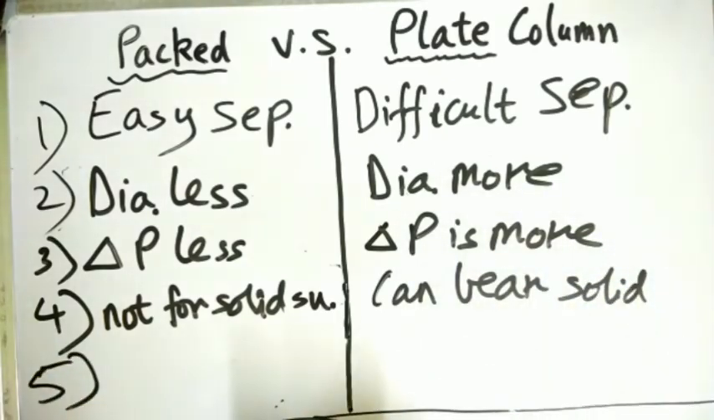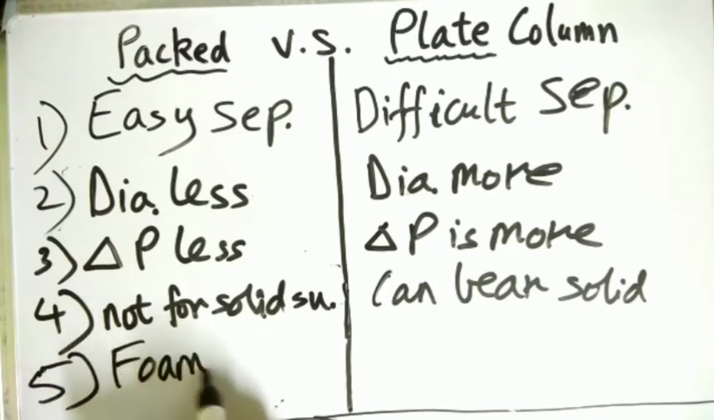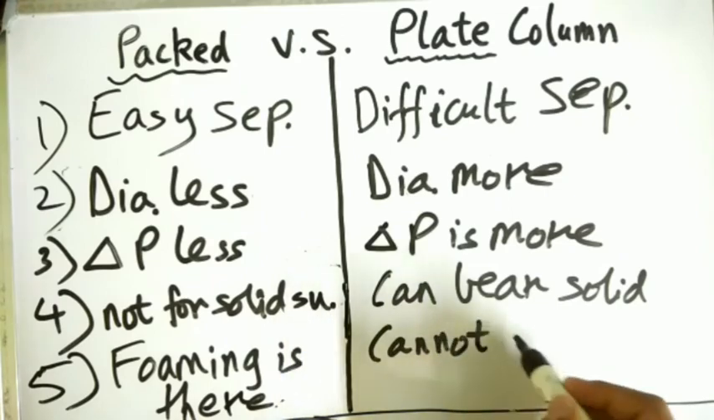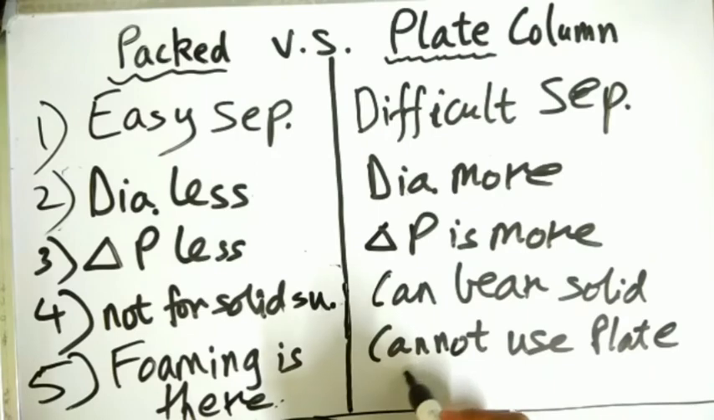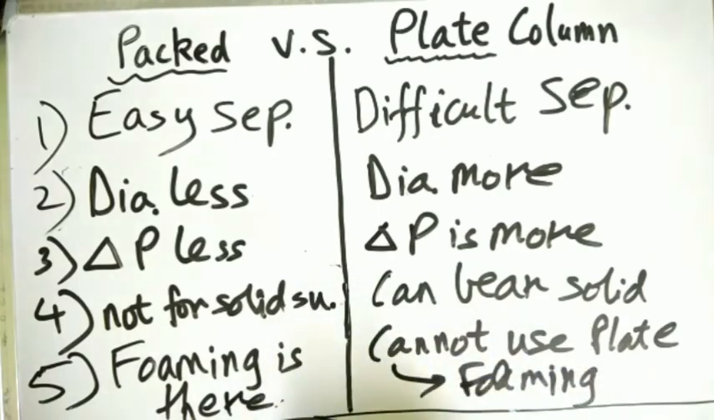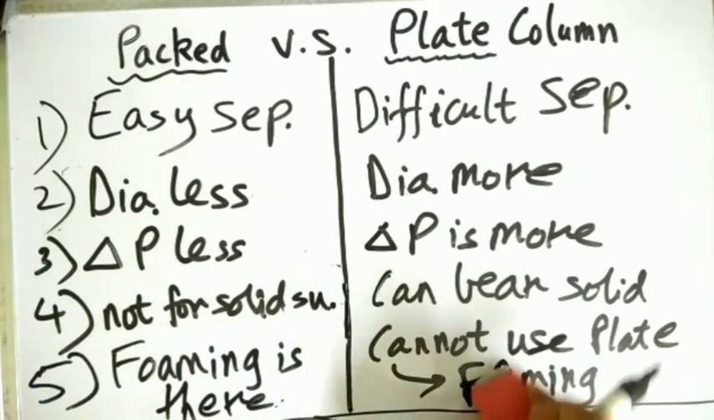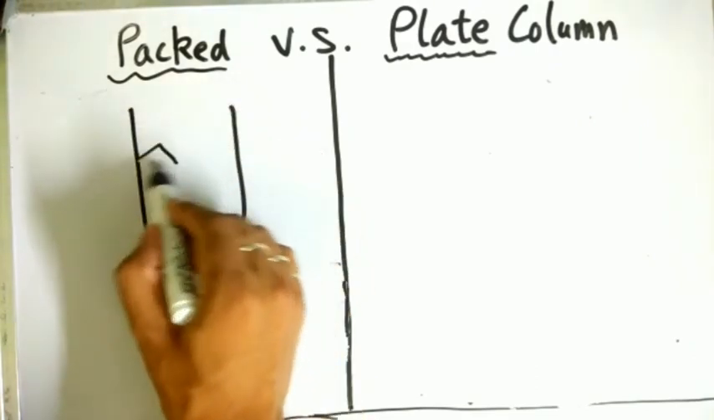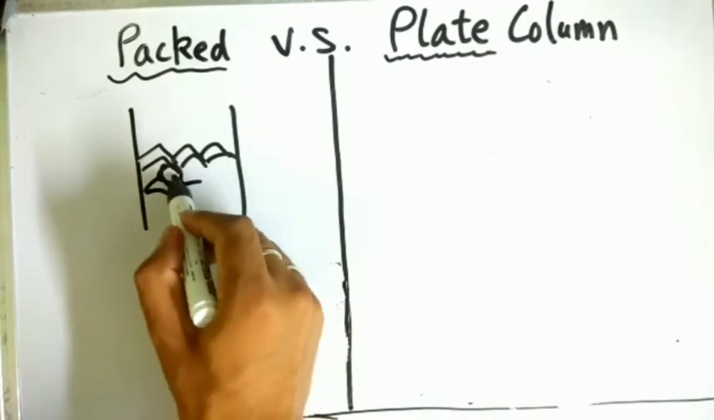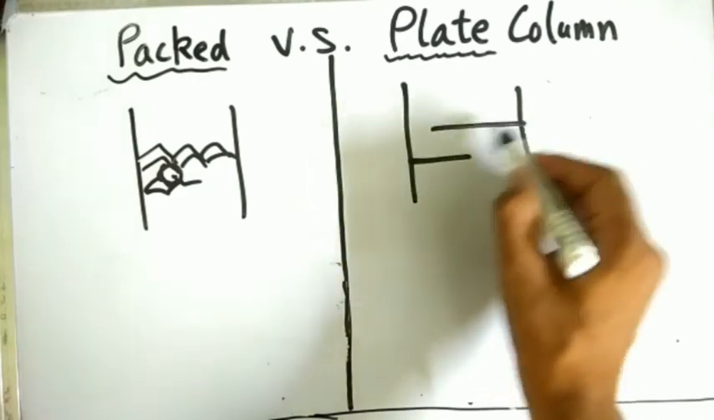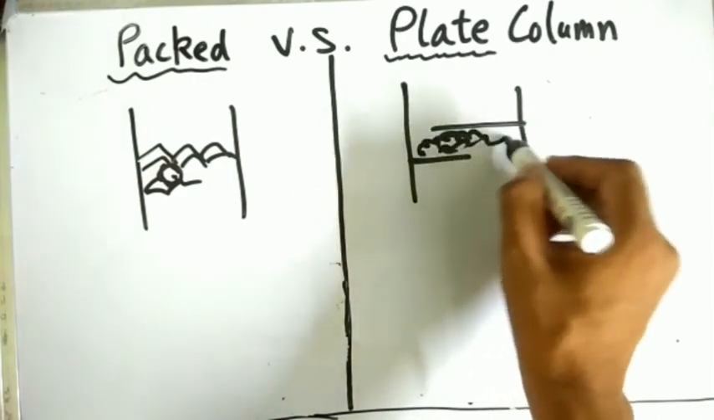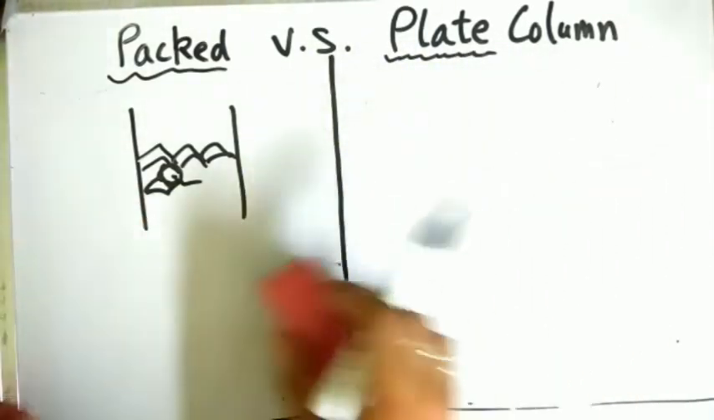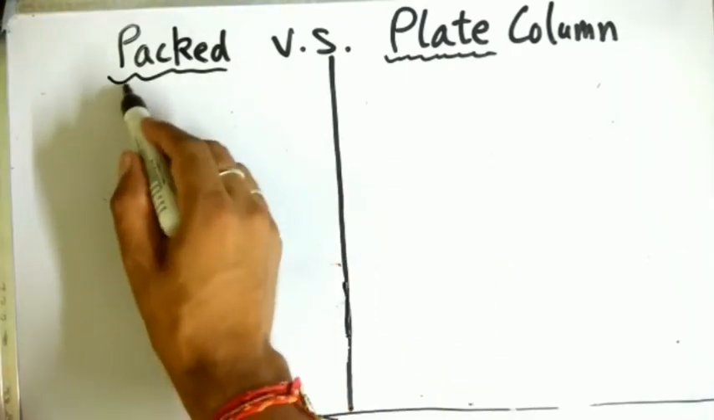The fifth difference is that packed columns can be used where foaming is there, but we cannot use plate columns where foaming is there. Now, why? Let's assume a packed column like this. There is very little space, so foam development won't be as much as in a plate column. In a plate column there is a very wide space, because of which the foam will develop and the downcomer won't be able to work. The foam will also block the upper tray and block every possible exit and entry of the fluid. Which is why, if it is a foaming liquid, use the packed one.